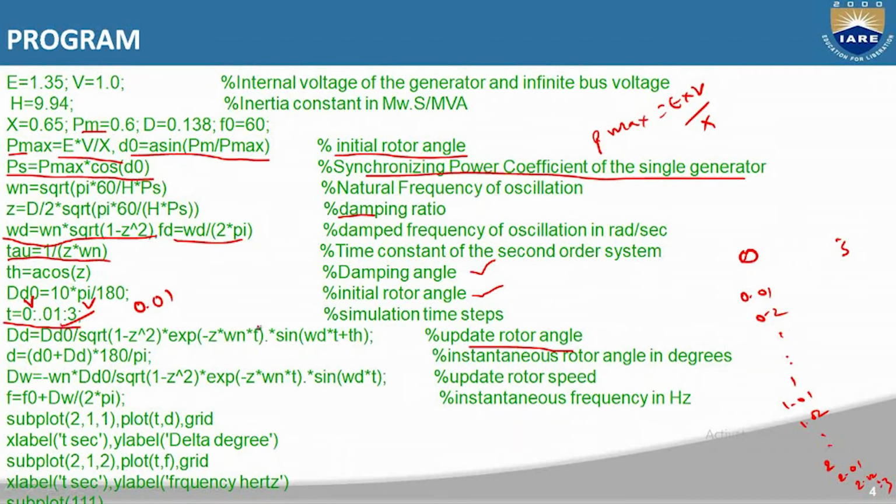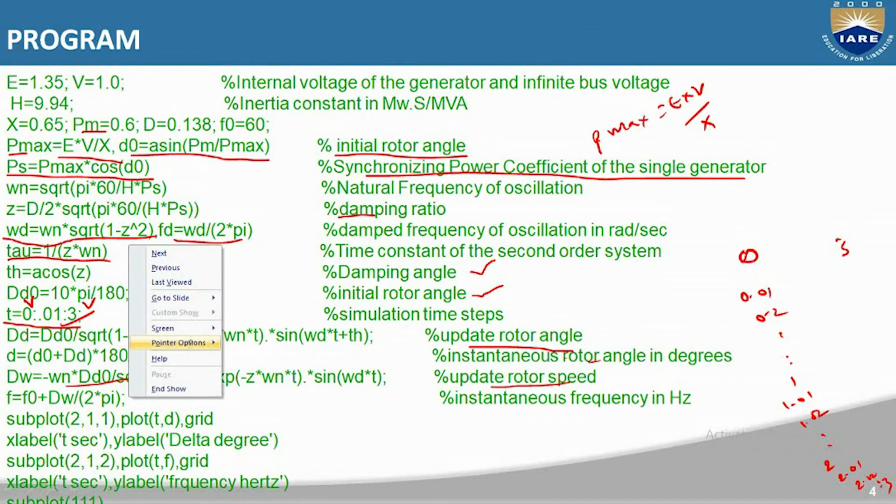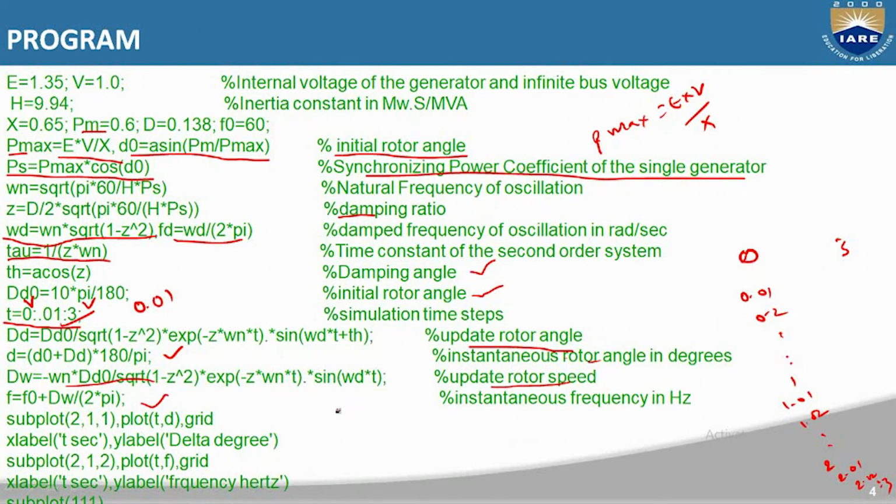That formula, each values are calculated in this formula before. D equals to D naught plus DD multiplied with 180 divided by pi, this one. dW, that is the instantaneous rotor angle in degrees. Next, updated rotor speed, this one. Next, F equals to instantaneous frequency in hertz, this formula.